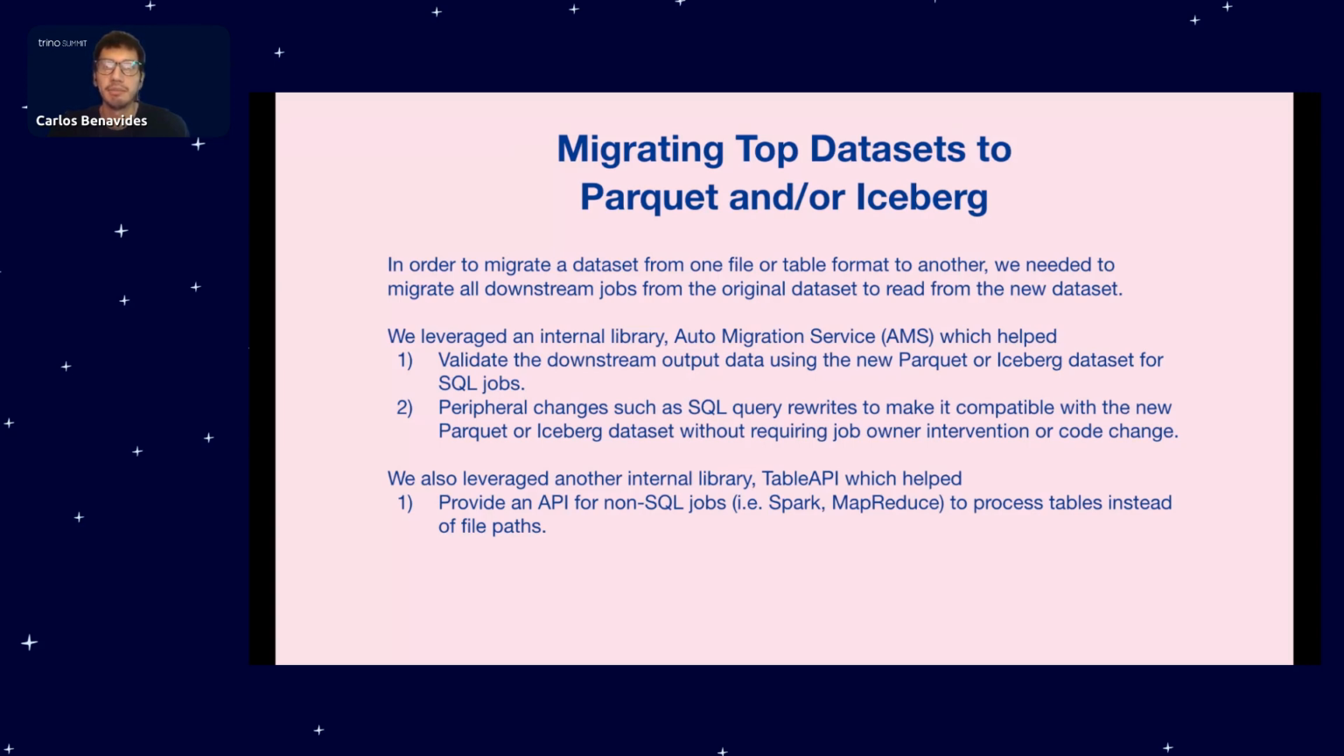This will also help rewrite the queries without needing a code change. For non-SQL jobs such as Spark or MapReduce jobs, we leverage another internal library called Table API. This library helped us migrate programmatic jobs or non-SQL jobs by updating the job spec to process on tables, Hive or Iceberg tables, instead of file paths.